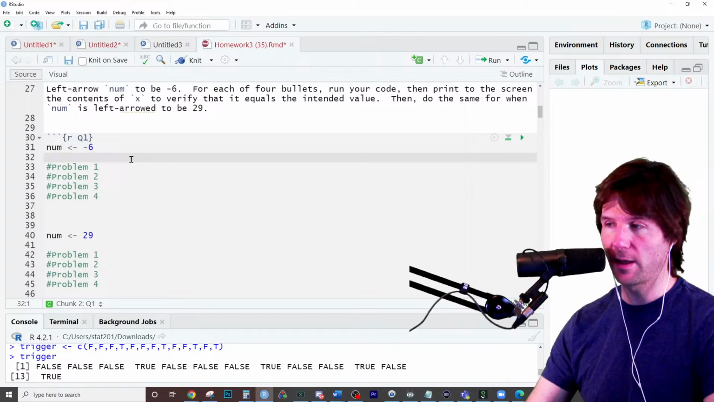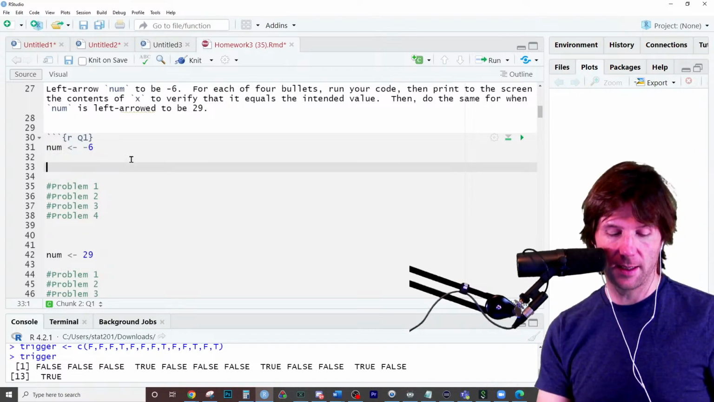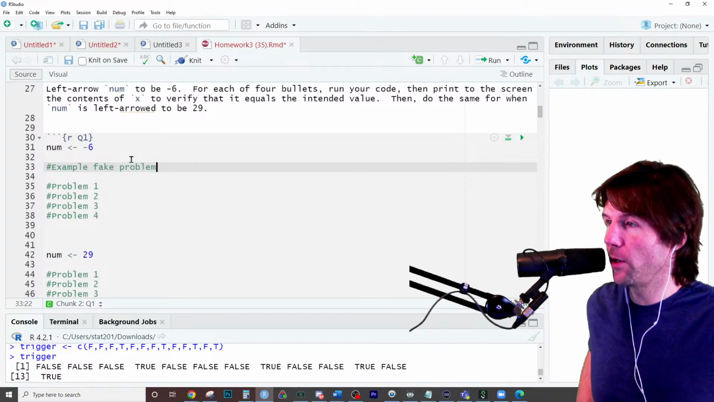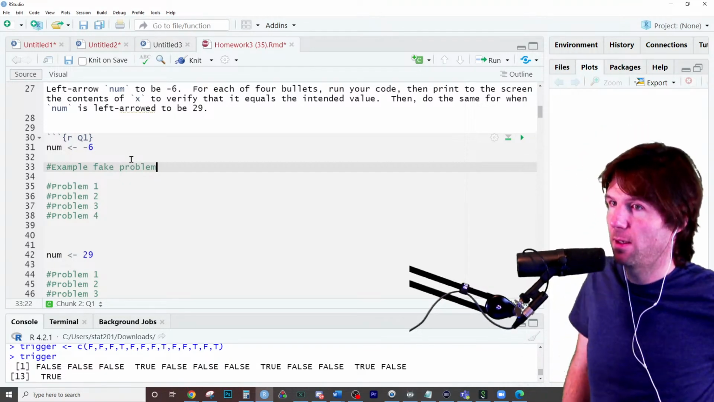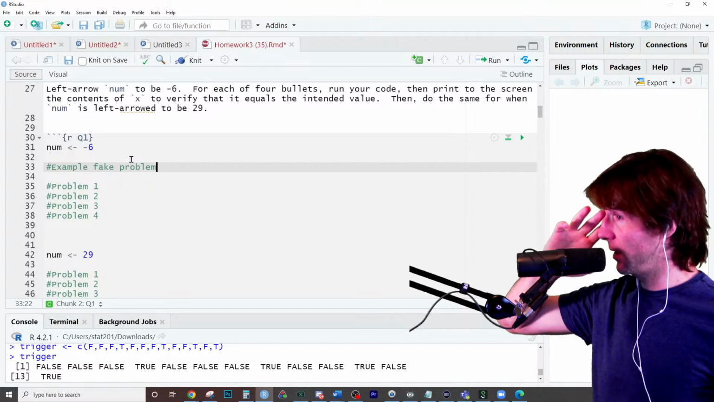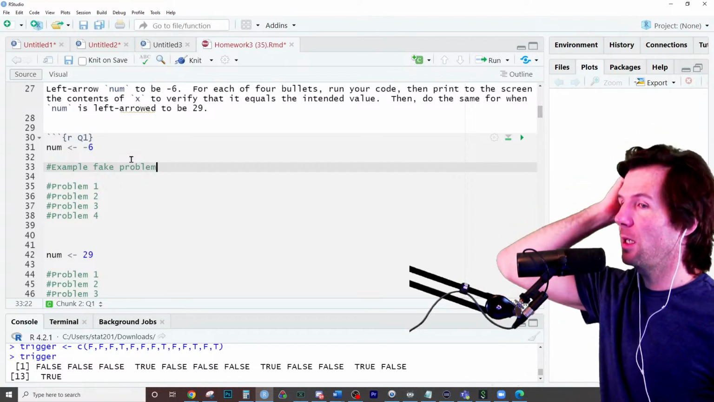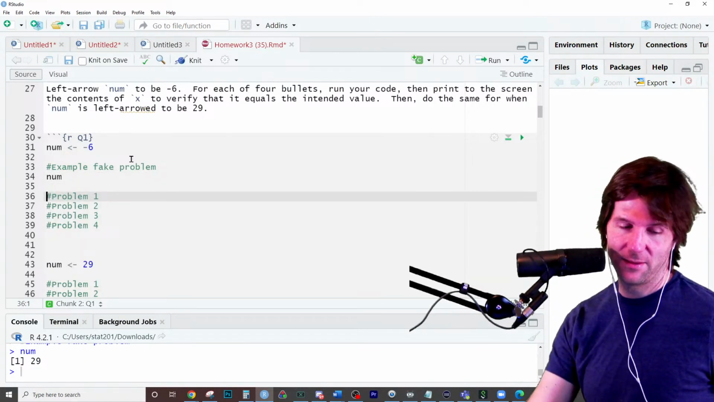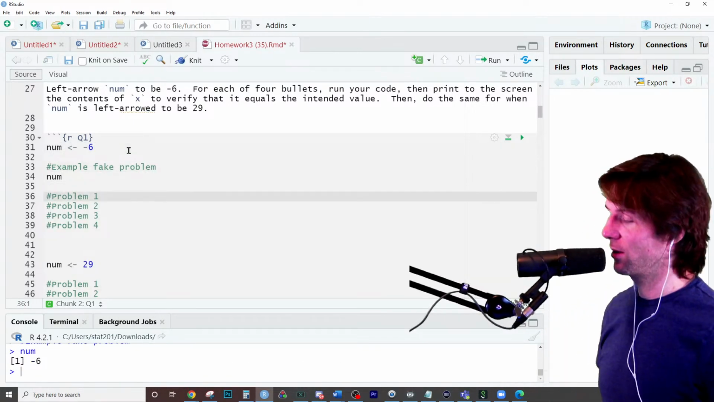So what you want to do right here is, like, let's say I want to know if my number is divisible by 10. So I want to know if -6 is divisible by 10. How could I check, since it's num, how could I check if it's divisible by 10? How could I check that?